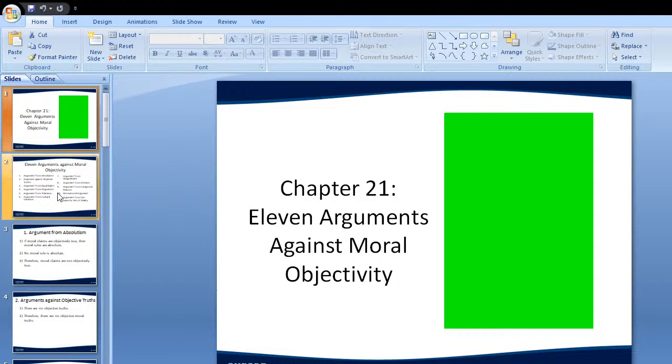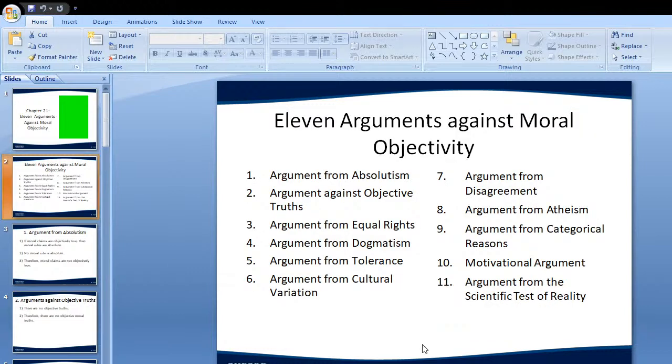Okay, this is taken from chapter 21 of The Fundamentals of Ethics. Here are the 11 arguments that we're going to consider. Number 1, the argument from absolutism. 2, argument against objective truths. 3, arguments from equal rights. 4, argument from dogmatism. 5, argument from tolerance. 6, argument from cultural variation. 7, argument from disagreement. 8, the argument from atheism. 9, argument from categorical reasons. 10, motivational argument. And 11, argument from the scientific test of reality.